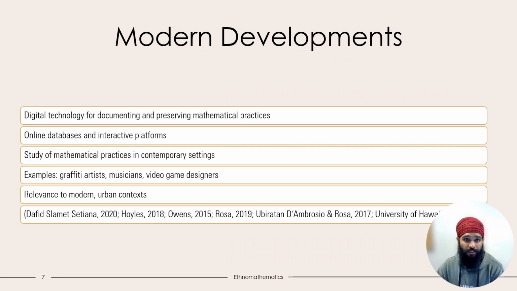In recent years, ethnomathematics has continued to evolve, with researchers exploring new areas and applications. Digital technology has opened up new possibilities for documenting and preserving mathematical practices from around the world. Online databases and interactive platforms allow researchers and educators to share ethnomathematical knowledge more widely and collaboratively. Additionally, the field has expanded to include the study of mathematical practices in contemporary, non-traditional settings. For instance, researchers might examine the mathematical skills used by graffiti artists, musicians, or video game designers. This broadens the scope of mathematics and demonstrates its relevance to modern urban contexts.